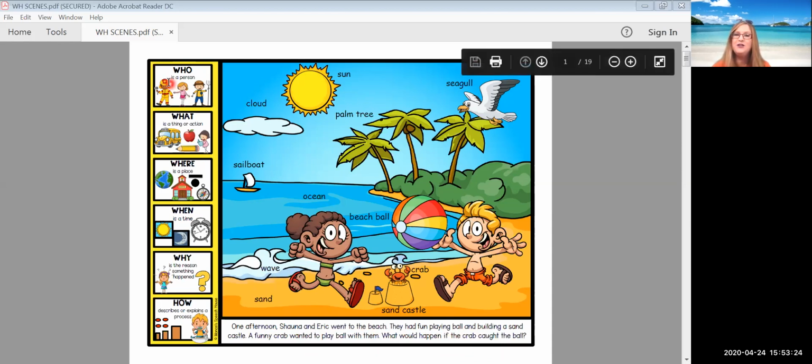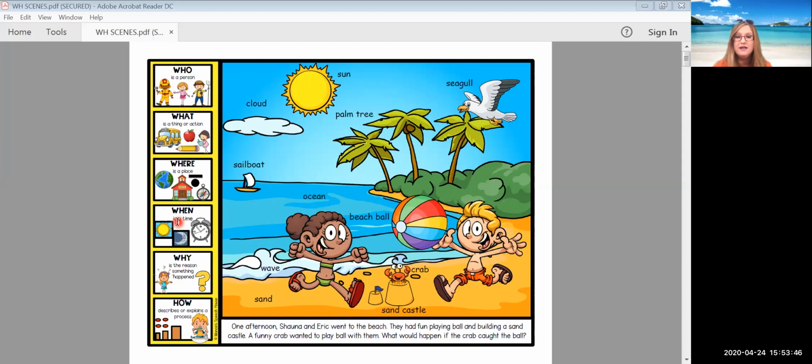Okay, so let's talk a little bit about our who. The first thing we notice is our story tells us who. Shauna and Eric. Here's Shauna and here's Eric. And we already said that the where is the beach. So it tells us right here in the sentence, they went to the beach.